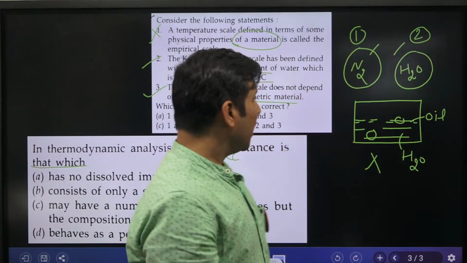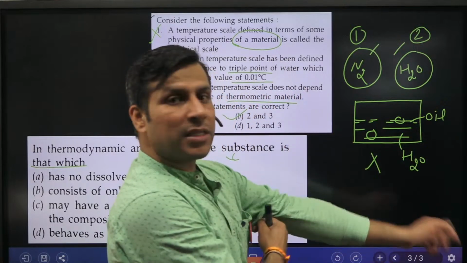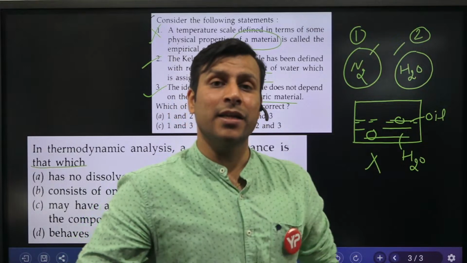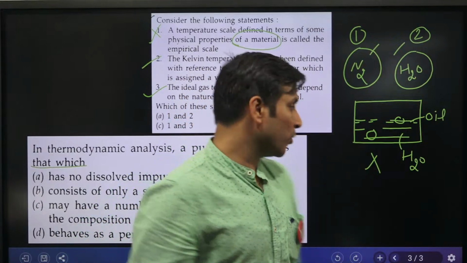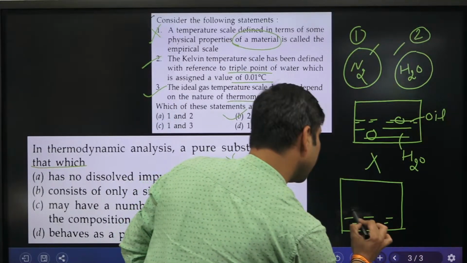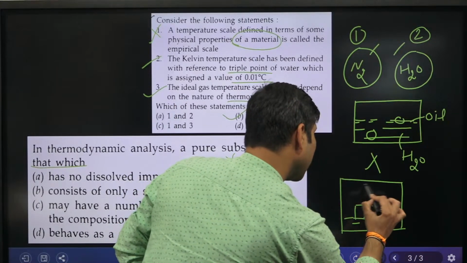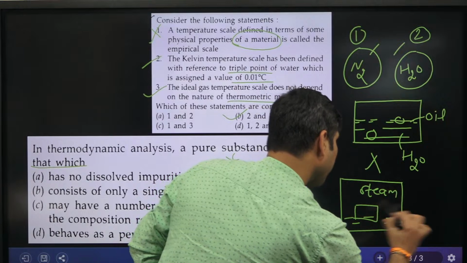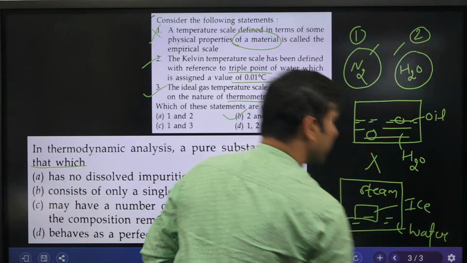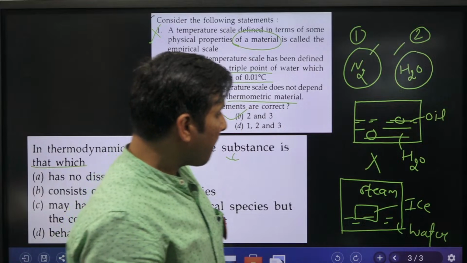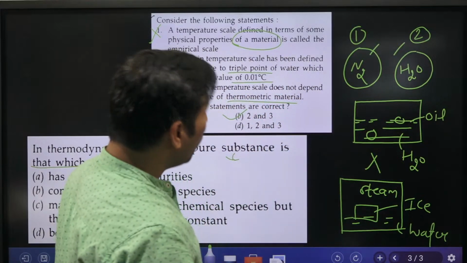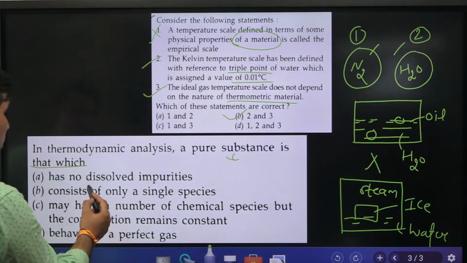Similarly, if you take a mixture of water, steam and vapour, that also qualifies as a pure substance. Suppose here if you take water, or take ice, or take steam, then steam, ice and water, we can consider them as well. Getting the point, guys? What you need to understand is that a pure substance has no dissolved impurities.